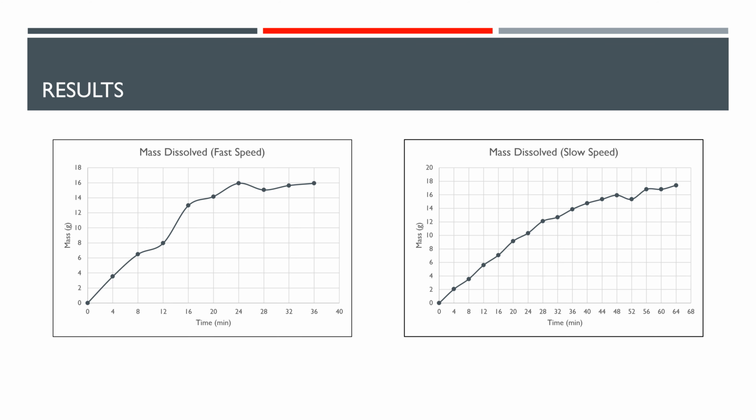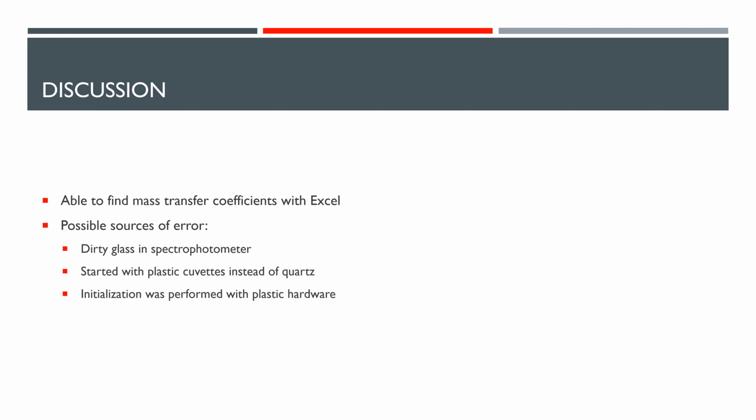Here are some graphs that show the mass dissolved over time for the fast speed, which was 100% for the motor, and the slow speed, which was 60%. You can see that the mass dissolved increased over time, which makes sense. As you can see, we were able to find the mass transfer coefficients with Excel.